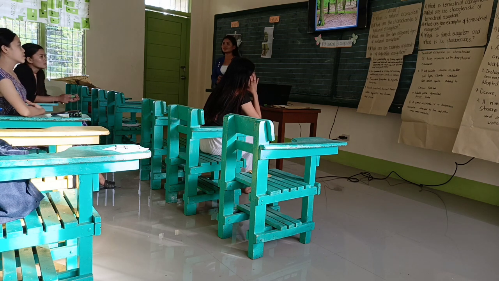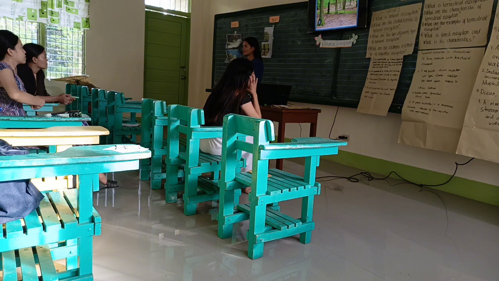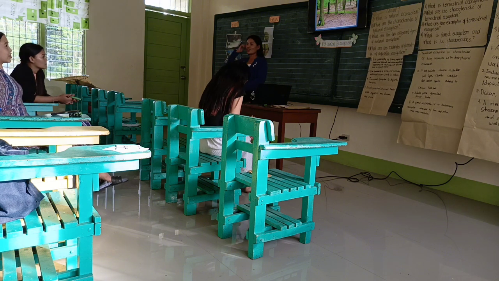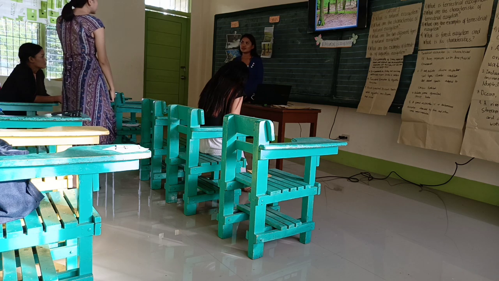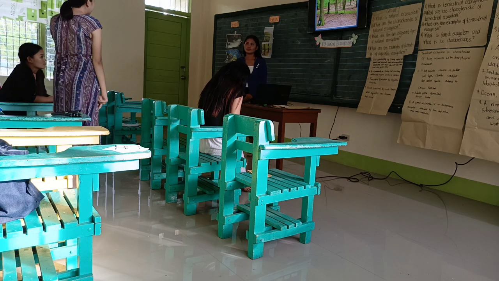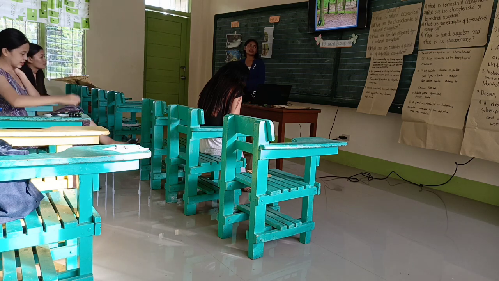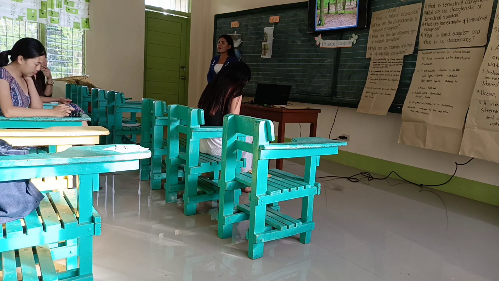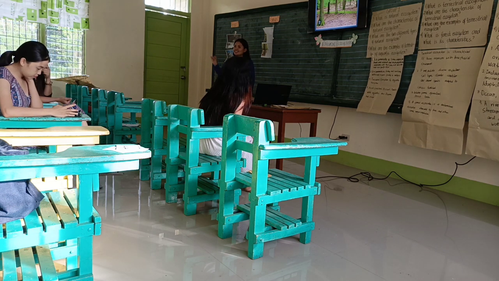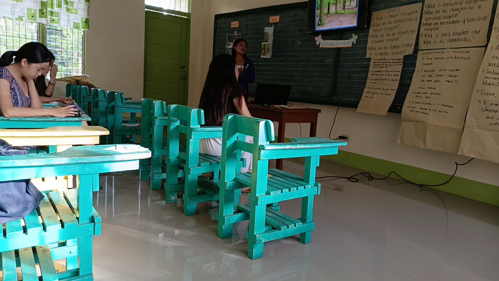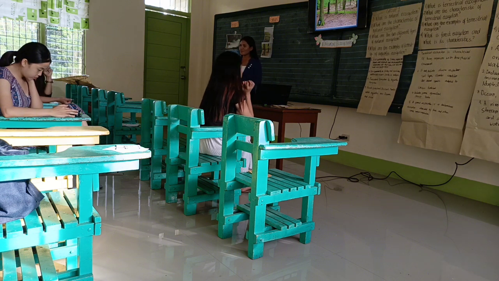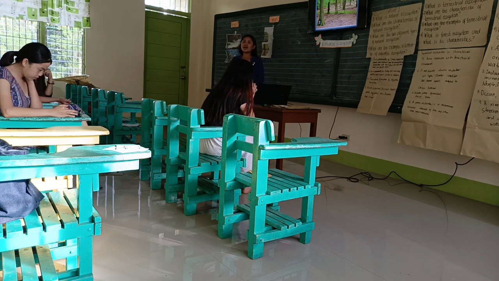Okay, Althea. Grassland, forest, desert, and tundra. Very good. So the types under the terrestrial ecosystem are forest, grassland, desert, tundra, and taiga. So now class, we discussed the first type of terrestrial ecosystem, which is forest. So now class, what is forest?